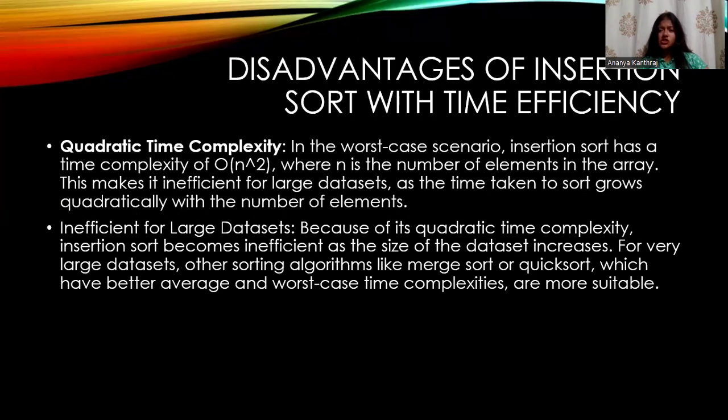So what are the disadvantages of insertion sort with time efficiency? First is the quadratic time complexity. In the worst case scenario, insertion sort has a time complexity of O of n squared, where n is the number of elements in the array. This makes it inefficient for large data sets, as the time taken to sort grows quadratically with the number of elements. Inefficient for large data sets is one of the major disadvantages of using insertion sort.